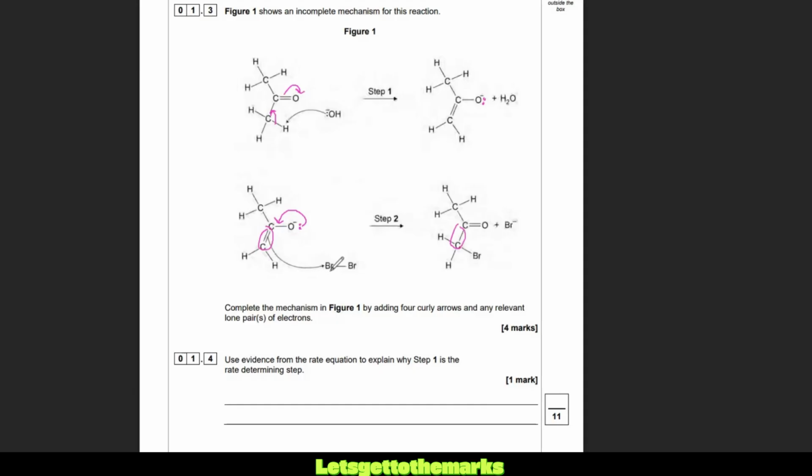But bromine's in group 7, a bit like hydrogen in group 1, it can only have one covalent bond at any one time. Therefore, as a covalent bond is forming here, this bad boy must break. So that's what we want to show there. And there's one more lone pair to draw on, and I guess you can guess where it is. The bromine is negative, but it has a lone pair. And there we go. We've got 1, 2, 3, 4 curly arrows, and they told us to do 4 curly arrows and any relevant lone pairs of electrons. We've got 1, 2, 3 lone pairs. So that is going to get you 4 marks, which is quite nice.